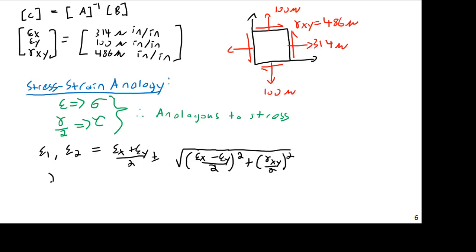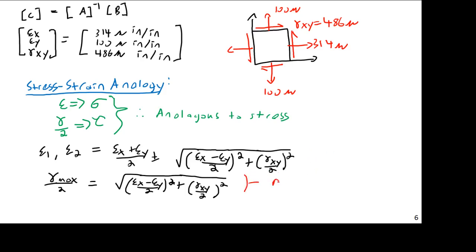And gamma max over 2, so the maximum shear strain, is going to be equal to just this portion here, the square root of epsilon x minus epsilon y over 2, squared, plus gamma xy over 2, squared. And a few notes here. These are the principal strains, but this would be your R on Mohr's circle for strain. And there will be a Mohr's circle for strain, which we can look at in the next portion of the lecture.